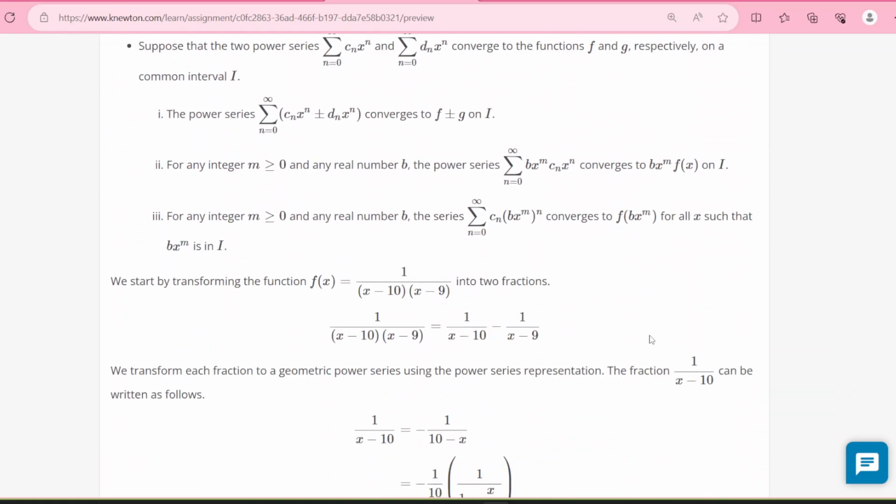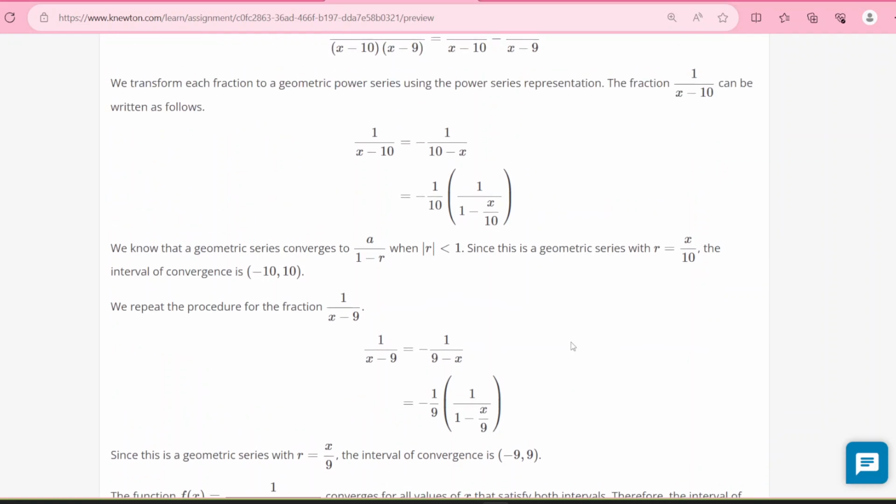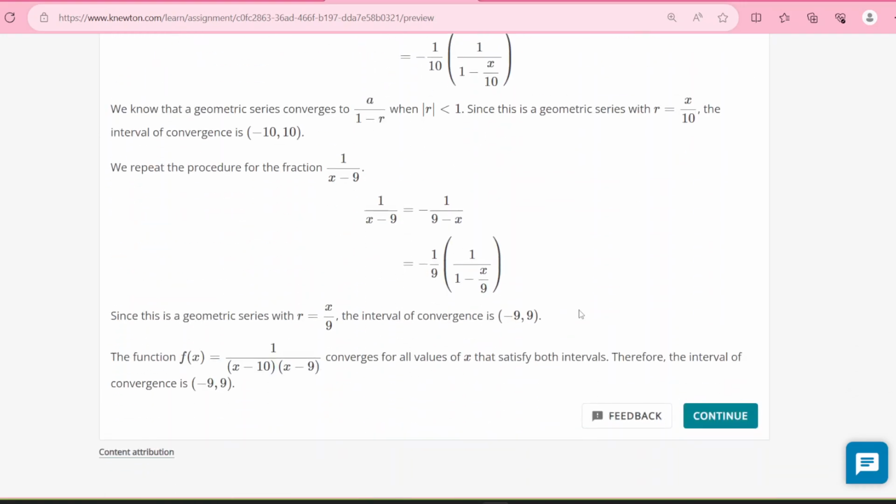All right, now they actually probably write out the entire thing. They find the series. They don't find the series, but they find the constants, right? Again, you don't really need to find those constants when you're doing the partial fractions to determine the intervals of convergence.